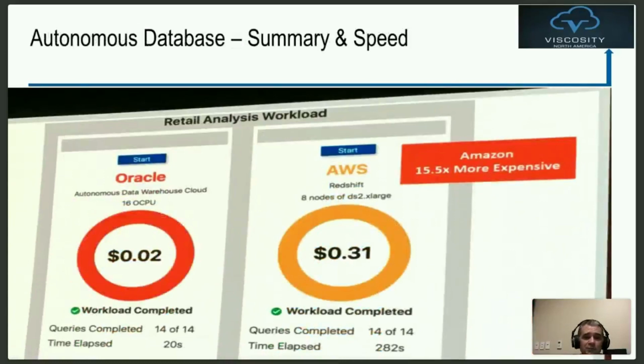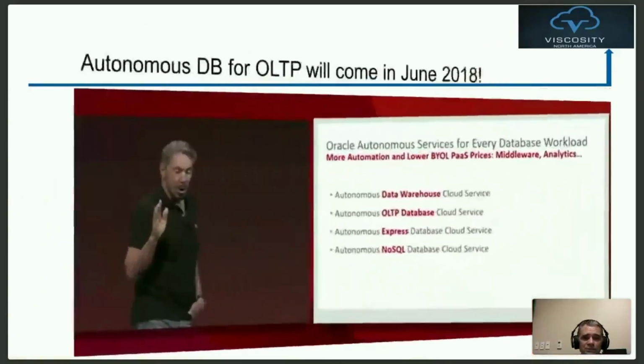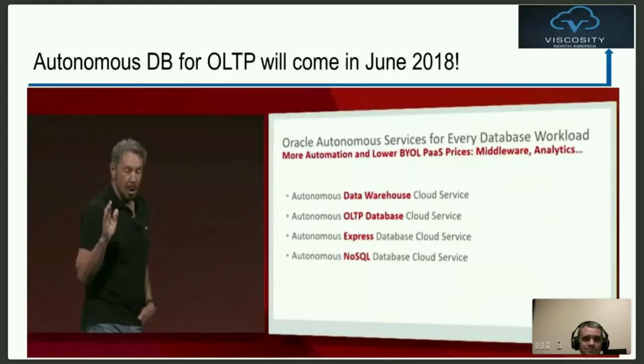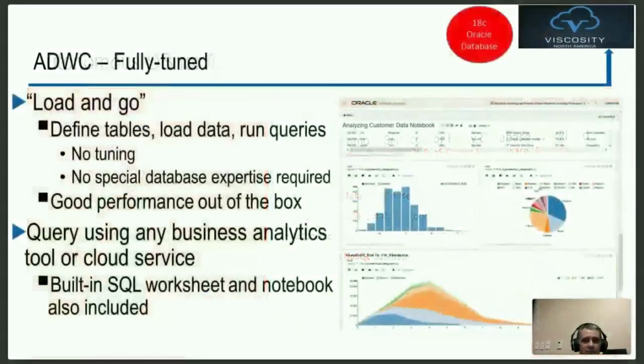Here's an example on speed. Oracle compared themselves to Amazon Web Services, substantially faster, about 15 times faster. But when the cloud is 15 times faster, it's a lot of times 15 times less expensive if the price is the same per a certain amount of work done. So speed in the cloud means cost savings. And then Oracle is coming out with more. They have the Data Warehouse Cloud Service out now, but they're going to have OLTP. They're going to have Express, NoSQL. They're also coming out with analytics as well, and a couple others shortly. It's actually very soon.